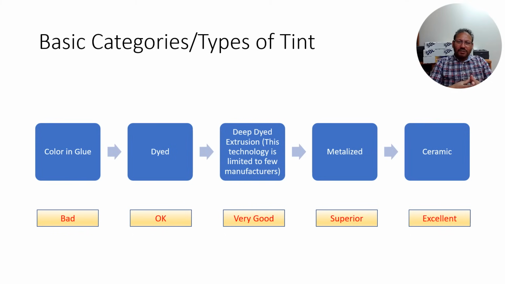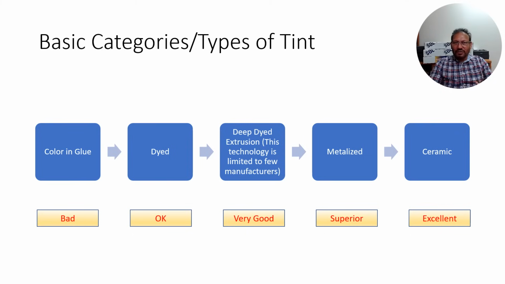Deep dye technology is only available with very few manufacturers. Deep dye technology is when they are dyeing the granules even before making the sheets. Again, the quality will depend upon the quality of the dyes, but the clarity will be much more. The dyes are basically built into the plastic sheet, so they have a little longer life.